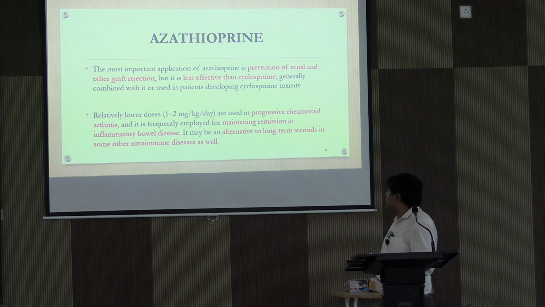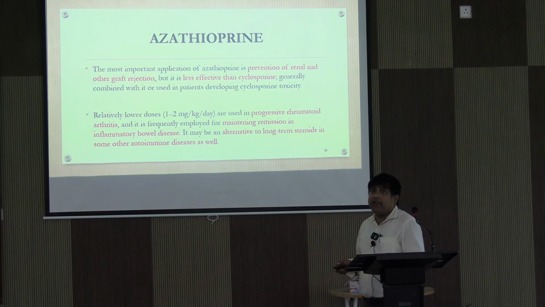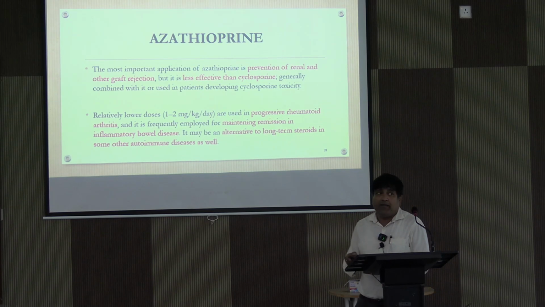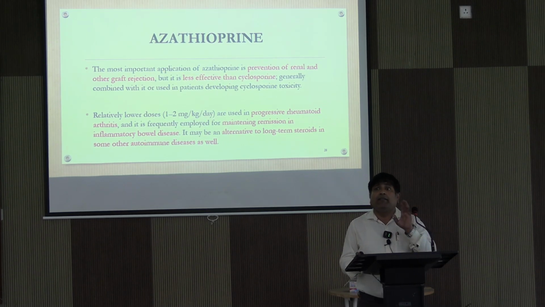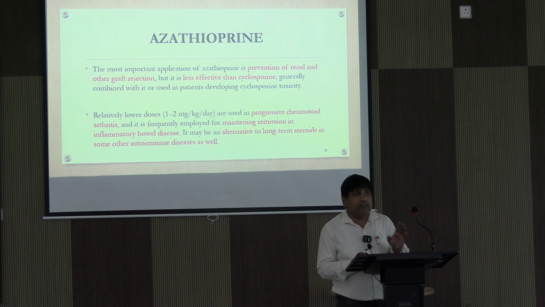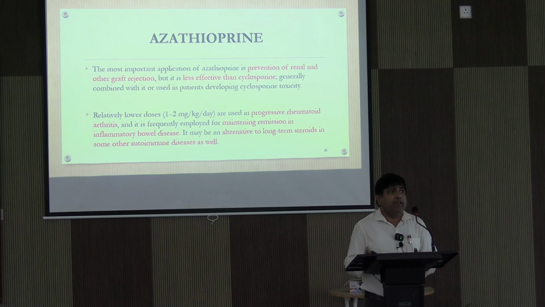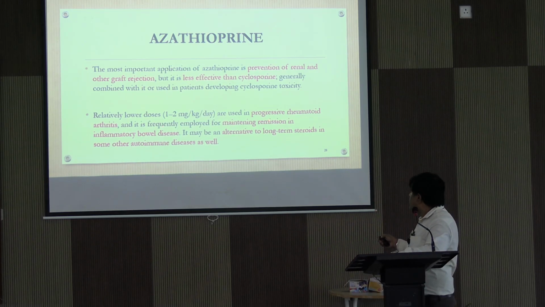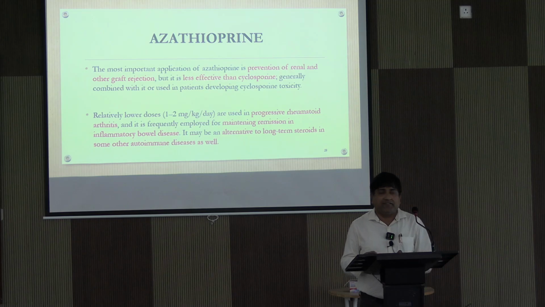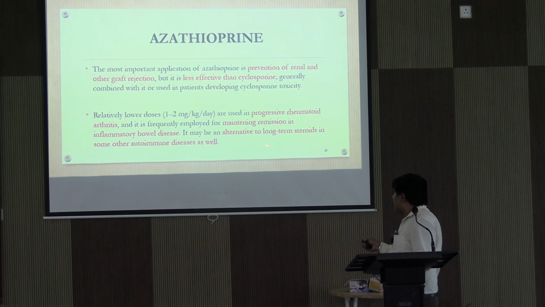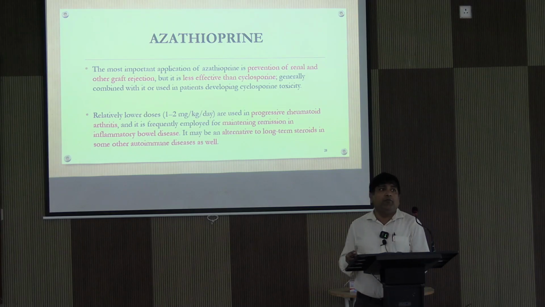The most important application is prevention of renal and other graft rejections, but it is less effective than cyclosporine. In patients who have developed nephrotoxicity to cyclosporine, there azathioprine can find a role. It can also be used in progressive rheumatoid arthritis and for maintaining remission in inflammatory bowel disease. It may be used as an alternative to long-term steroid in some other autoimmune diseases as well.